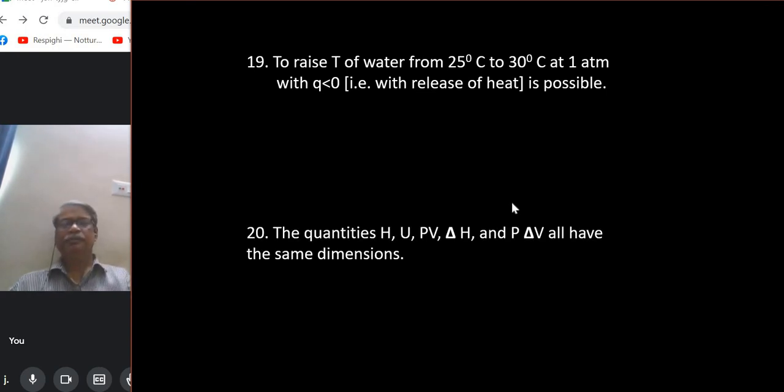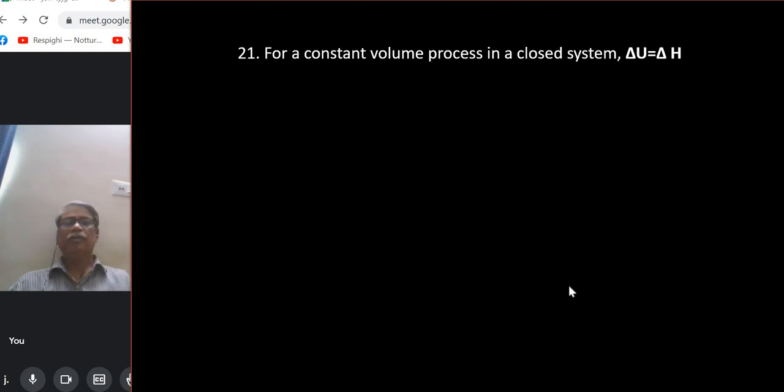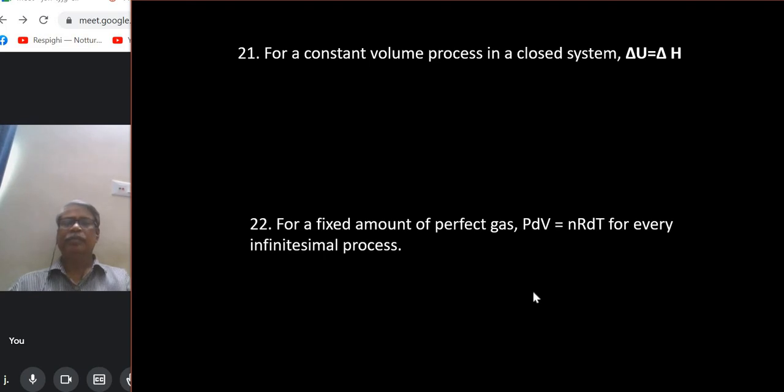Next question: the quantities enthalpy, internal energy, PV, delta H and P delta V all have the same dimensions or units. So you have to check one by one, and then you can come to the conclusion whether the overall statement is true or false. The next question: for a constant volume process in a closed system, delta U is equal to delta H. So maybe you need some help of some equations, and then you can explain.